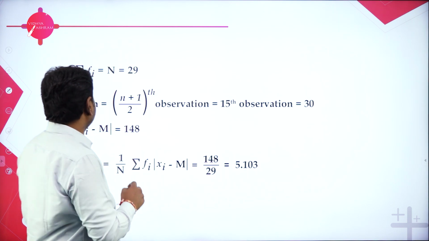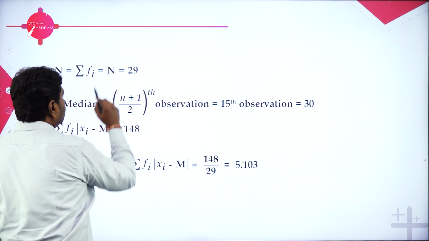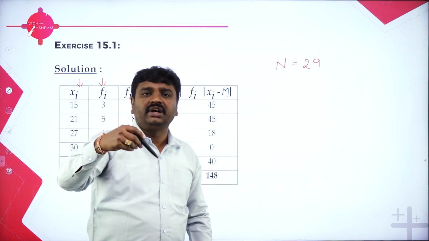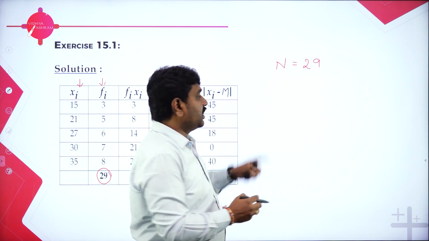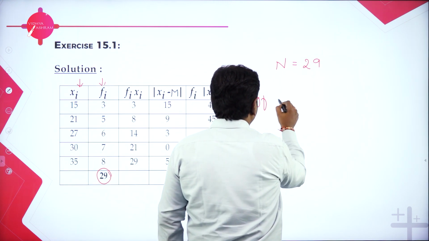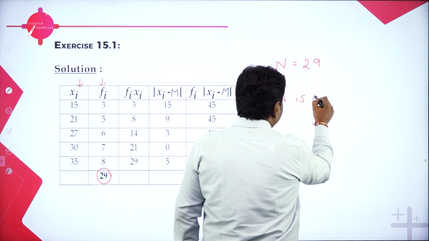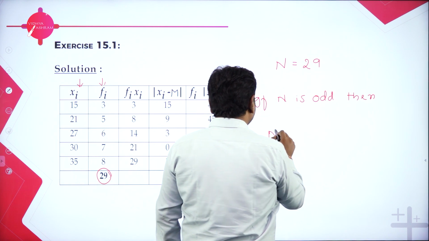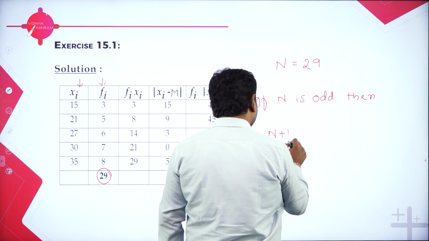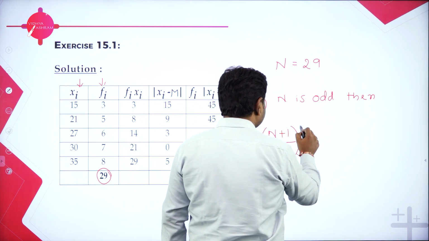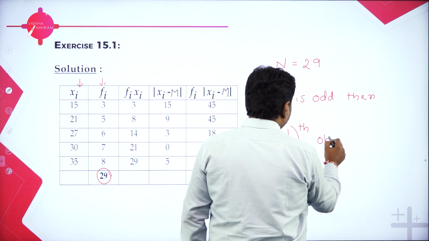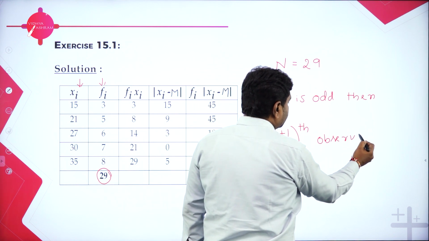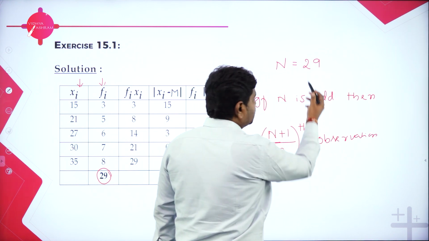In order to calculate median, we have formula. Median, if it is an odd number, n plus 1 observation. If it is even number, we will take n by 2 and next. If n is odd, then n plus 1 by 2th observation is the median. If even, n by 2 plus n plus 1 by 2th observation. So for n you add 1 because it is not divisible by 2.